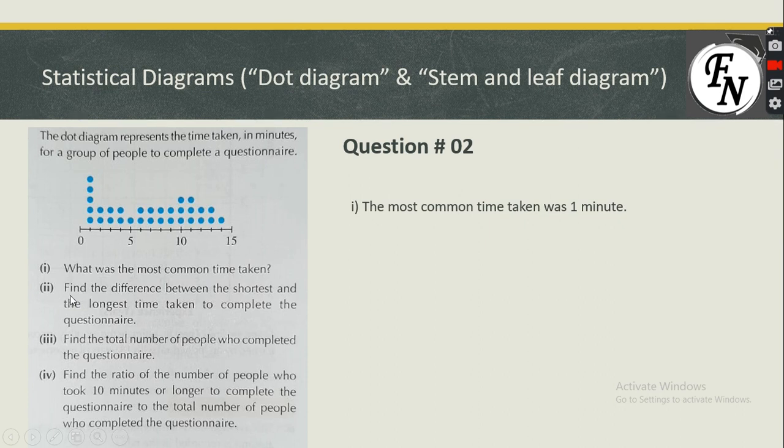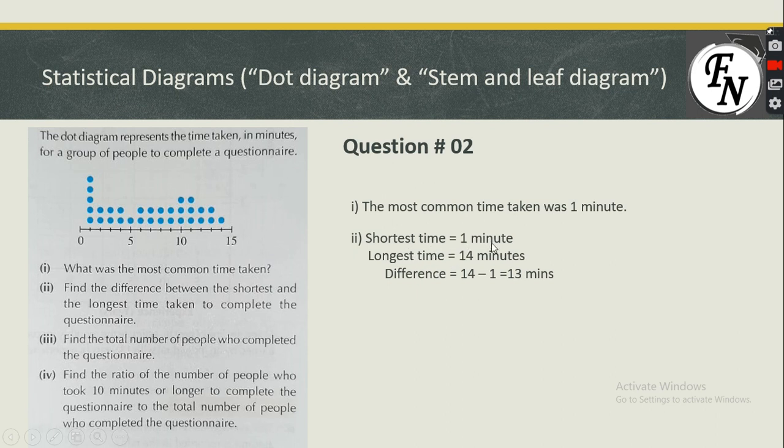For part B, find the difference between the shortest and the longest time taken to complete the questionnaire. So the shortest time is 1 minute and the longest time, you can see, is 14 minutes. So the difference is 14 minus 1, that is 13 minutes.